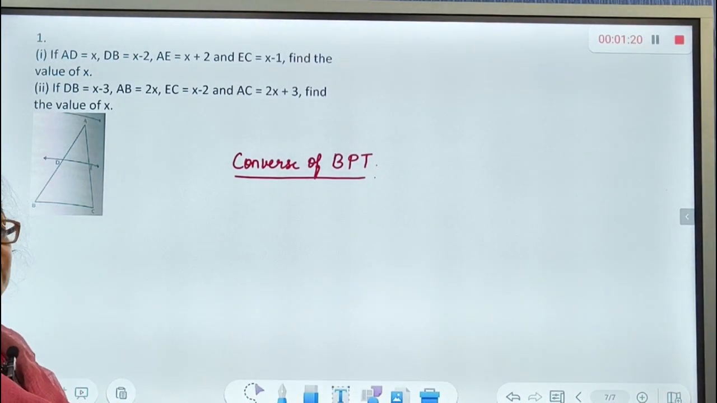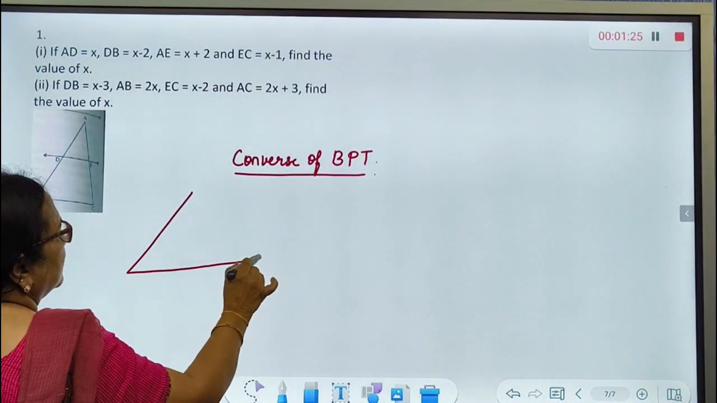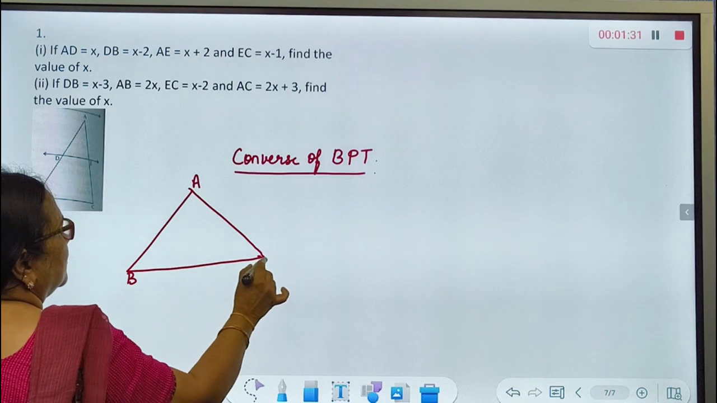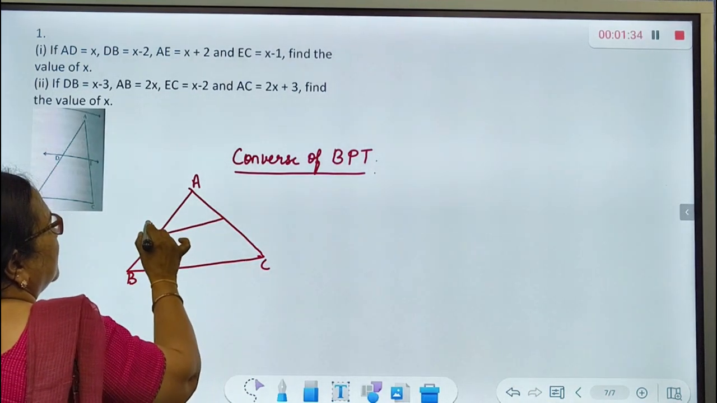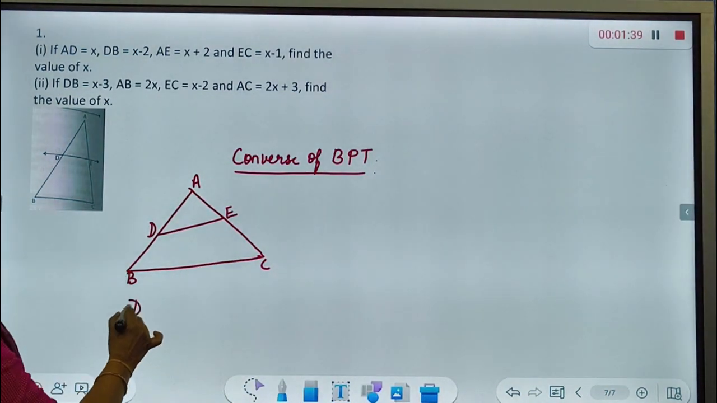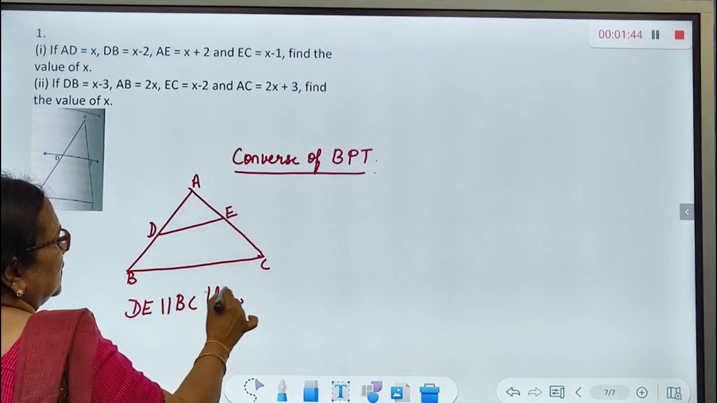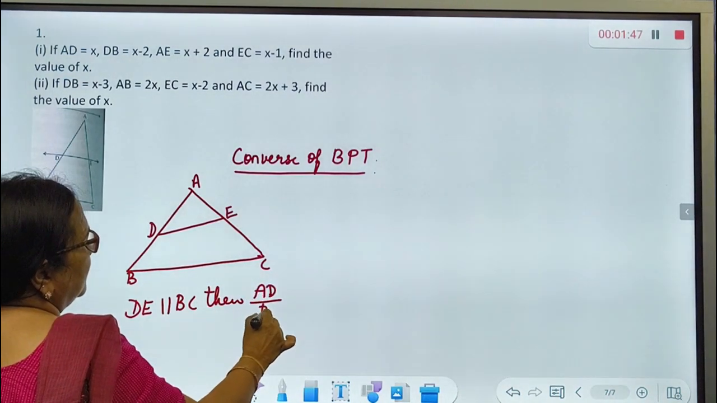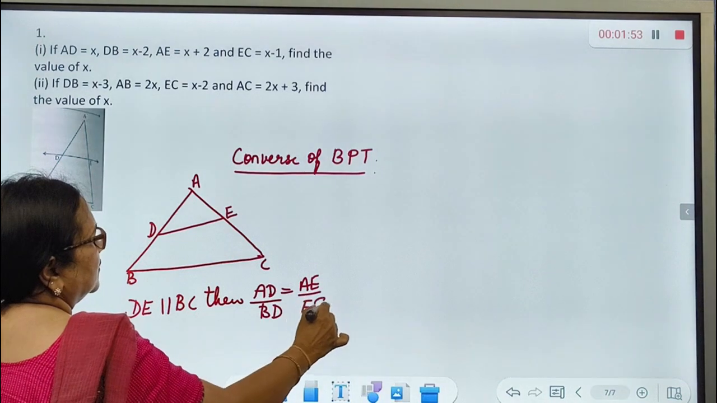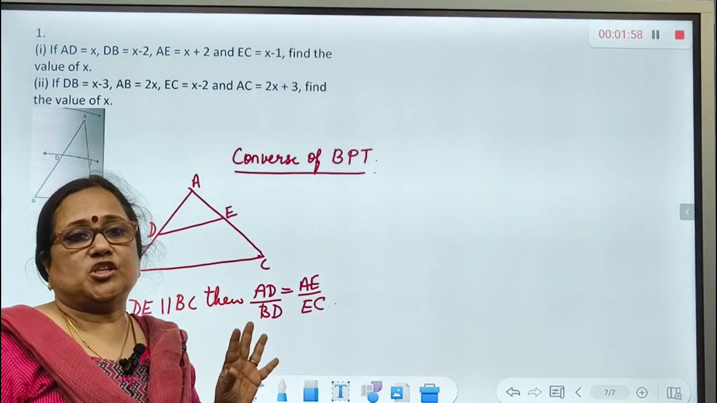Let us recall what the basic proportionality theorem is. We know that in a triangle ABC, if DE is parallel to BC, then AD by BD is equal to AE by EC. This is the theorem called the basic proportionality theorem.